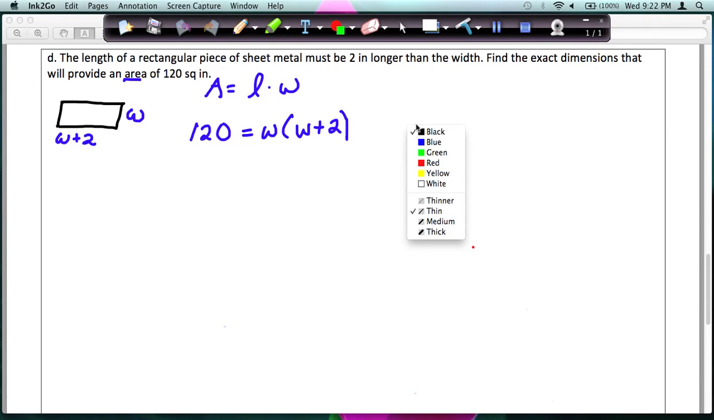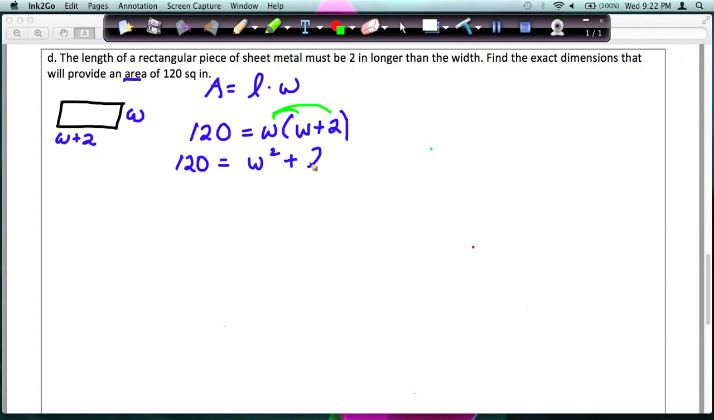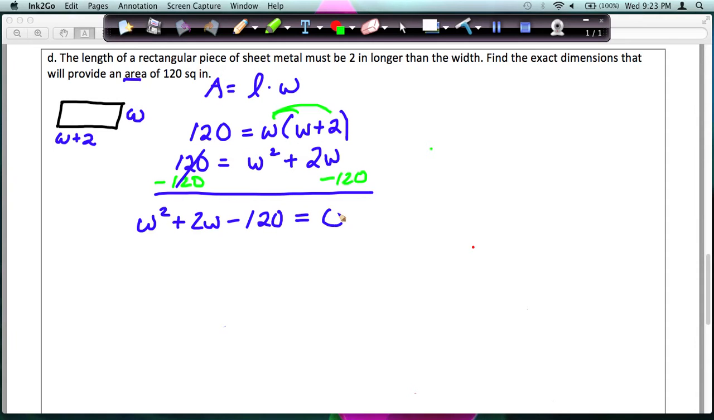Now, in order to solve, we have to set this equal to 0, but first I need to distribute this W through my parentheses. So let's go ahead and do that, and I get 120 equals W times W is W squared, W times 2 is 2W. Okay, so we now have the quadratic W squared, W, and the number, so it needs to be set equal to 0 so I can factor. So I'm going to subtract 120 from both sides. These cancel, and I get W squared plus 2W minus 120 equals 0.